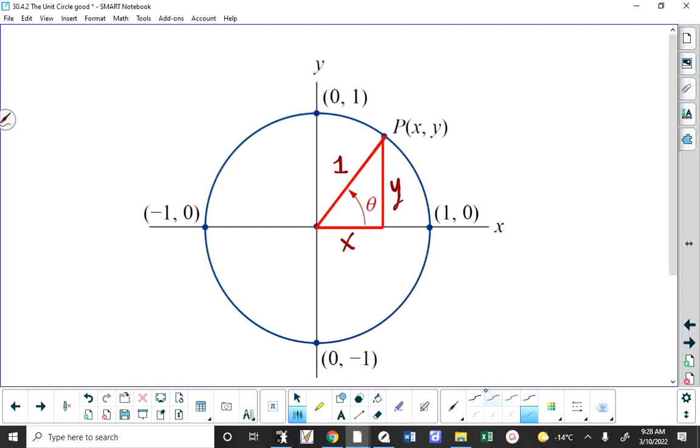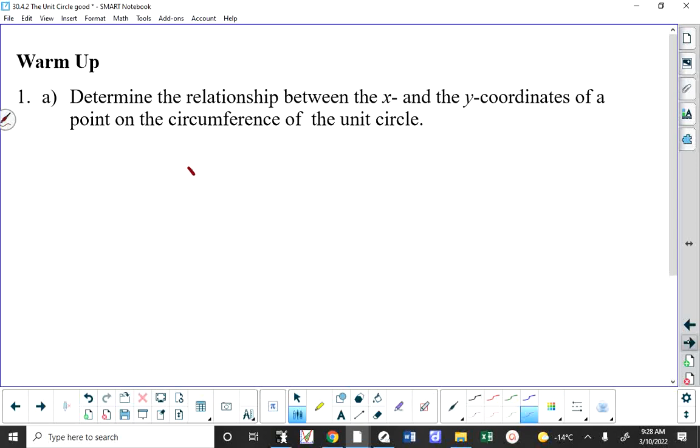And it's a Pythagorean relationship. That's a Pythagorean triangle because it contains a right angle. So what is the relationship between X and Y? Well, it's X squared plus Y squared equals 1. If you know the X coordinate and you square it, then you can take that away from 1 and take the square root to find the Y coordinate. We're going to do that in just a minute.